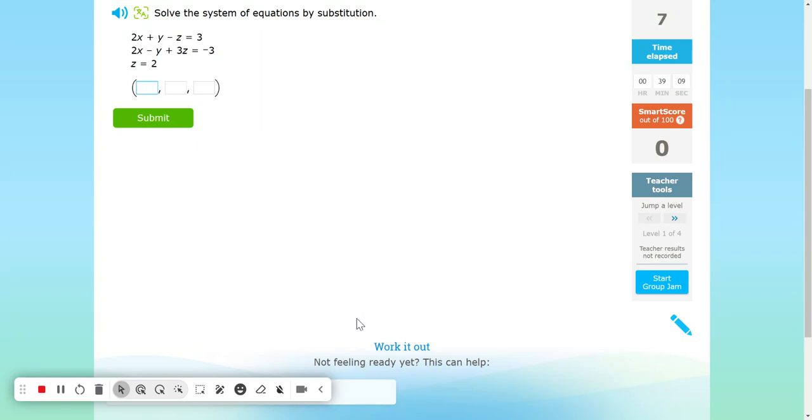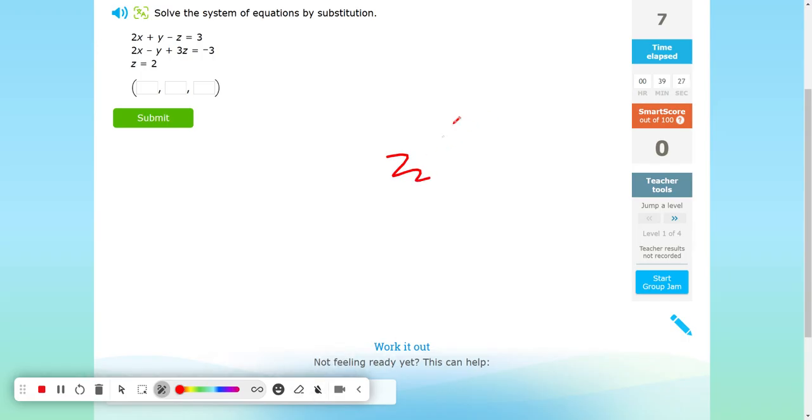Hello, we're doing solve the system of equations in three variables by substitution. Okay, so now we got three equations. Let's give them a name: 1, 2, 3. Okay, so let me clear them out for a second.